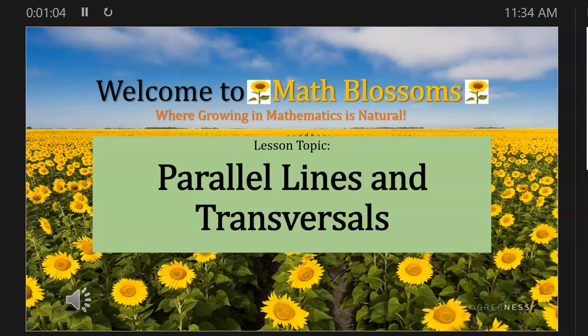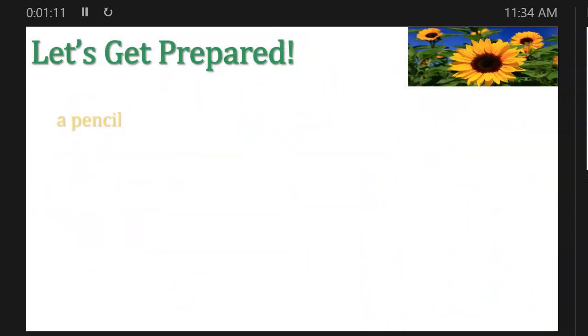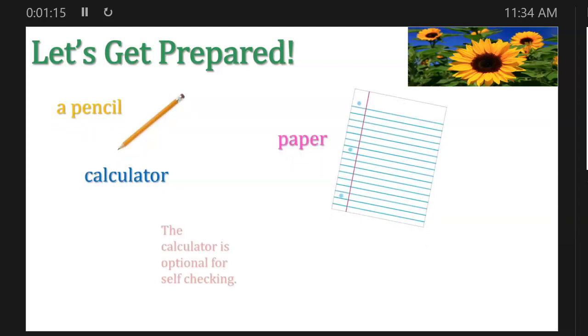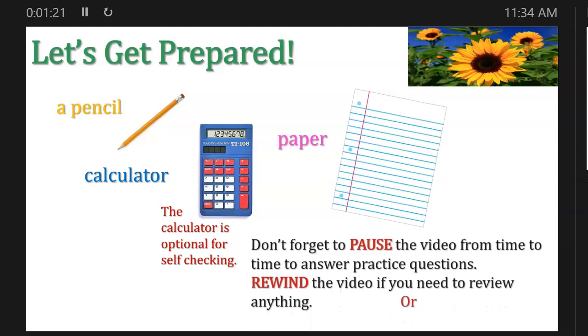Today's lesson topic is parallel lines and transversals. Let's get prepared. We're going to need a pencil. We are also going to need a piece of paper, and a calculator is not necessary for this, but if you have one handy, that's okay, because it might be useful if you're self-checking.